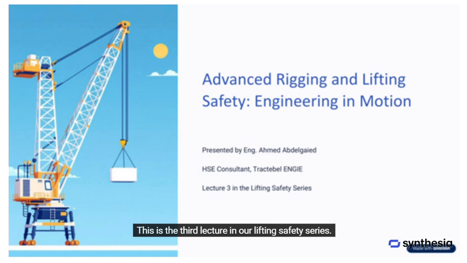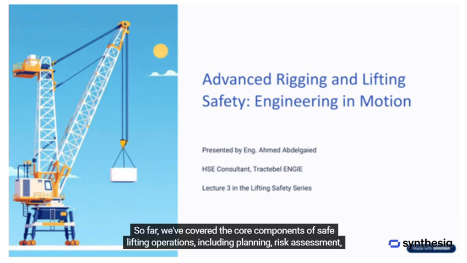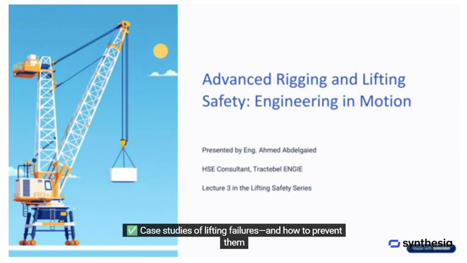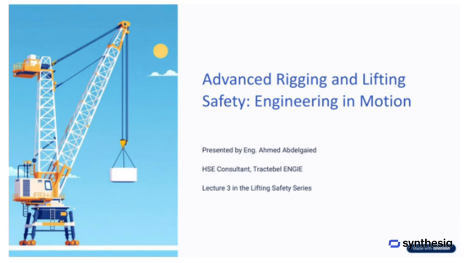This is the third lecture in our lifting safety series. So far, we've covered the core components of safe lifting operations, including planning, risk assessment, and team roles. Today, we take it further by focusing on advanced rigging concepts and analyzing real-life failures to prevent future incidents. This session will focus on rigging calculations, load angle and tension analysis, case studies of lifting failures and how to prevent them.